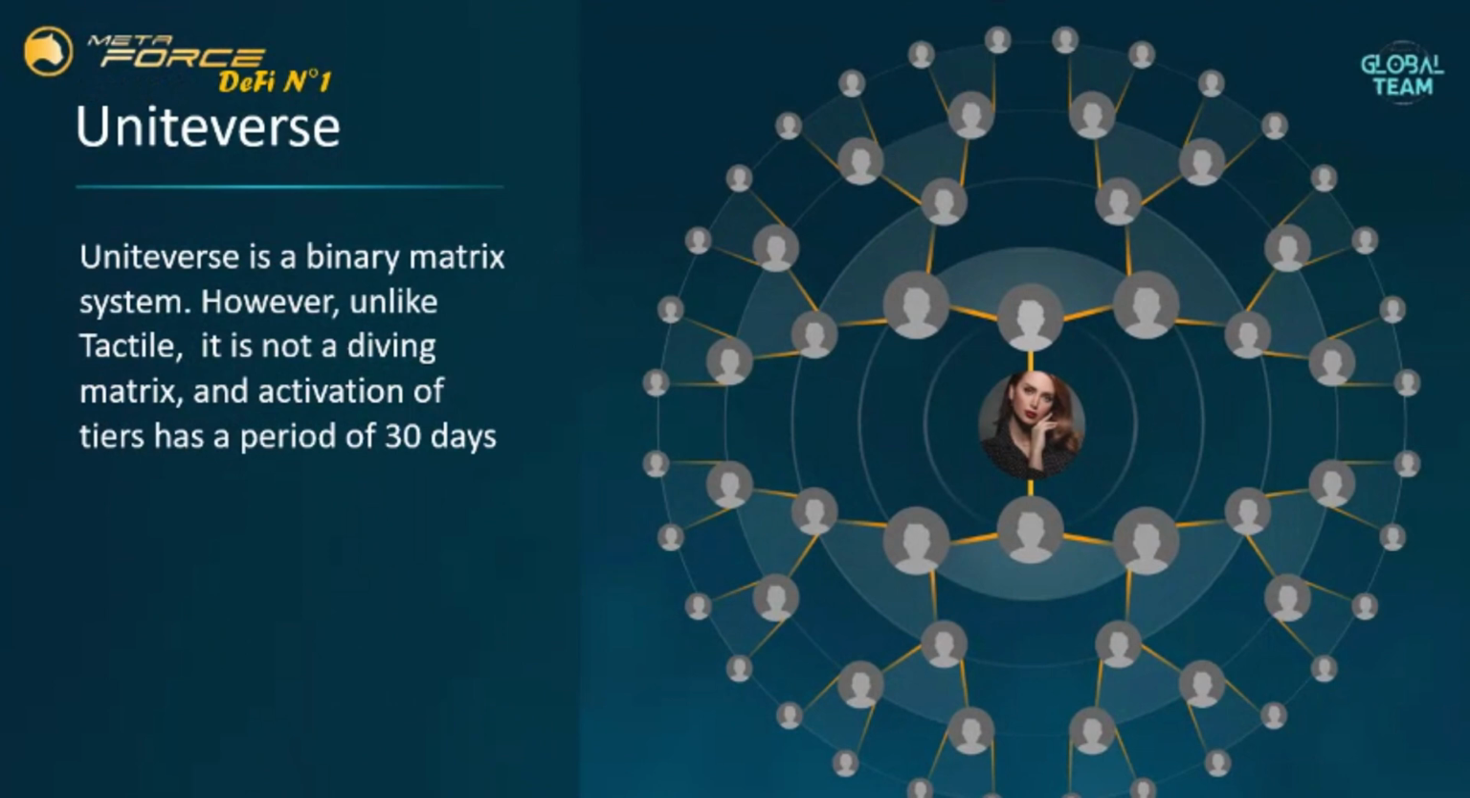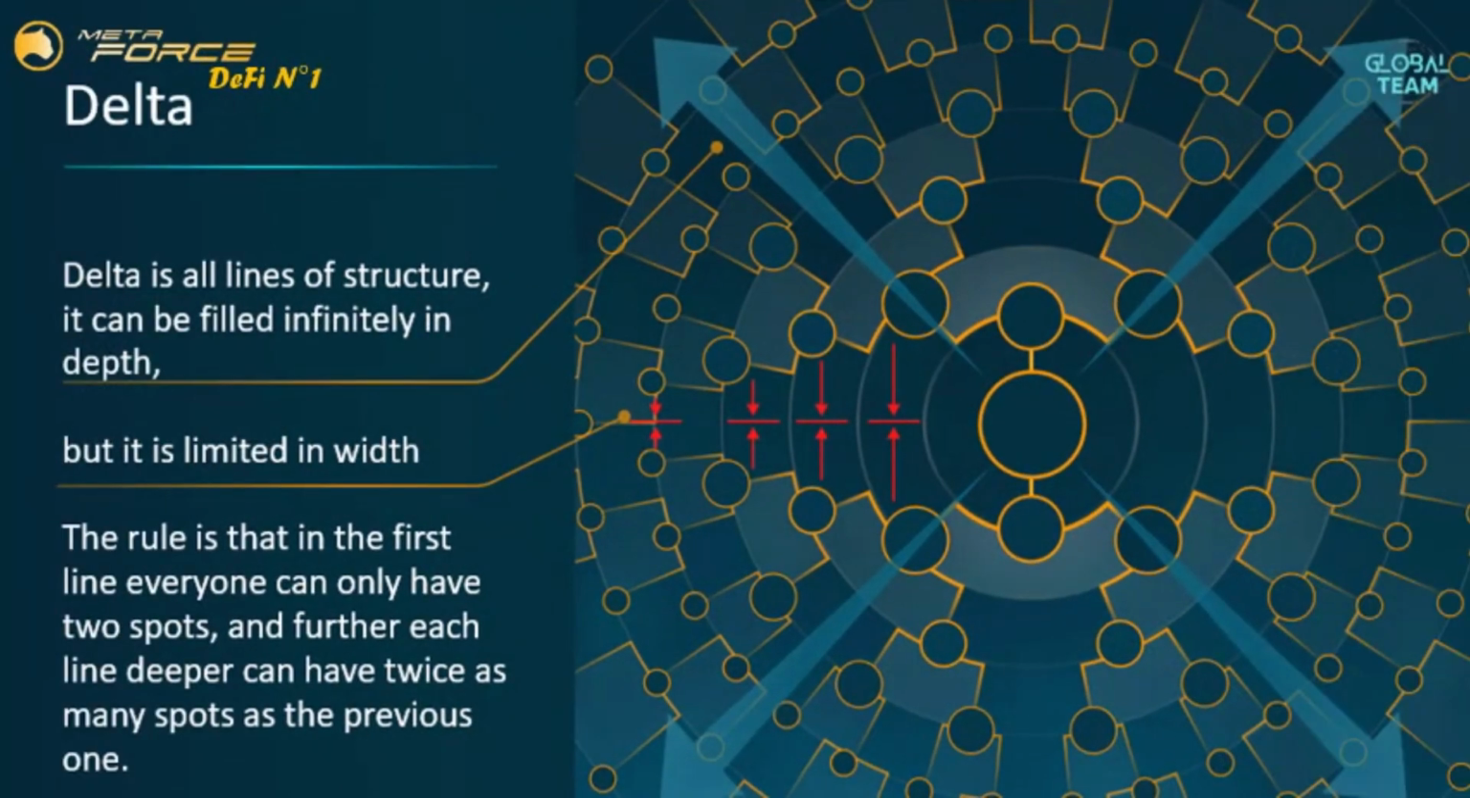Uniteverse is a binary matrix system. However, unlike Tactile, it is not a diving matrix, and activation of tiers has a period of 30 days. Delta is all lines of structure. It can be filled infinitely in depth, but it is limited in width. The rule is that in the first line everyone can only have 2 spots, and further each line deeper can have twice as many spots as the previous one.